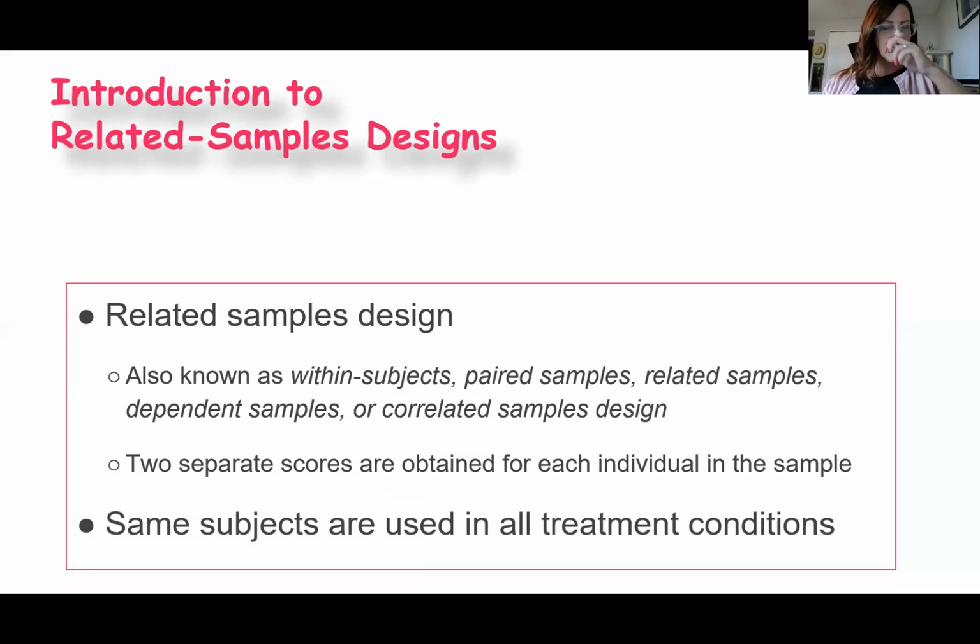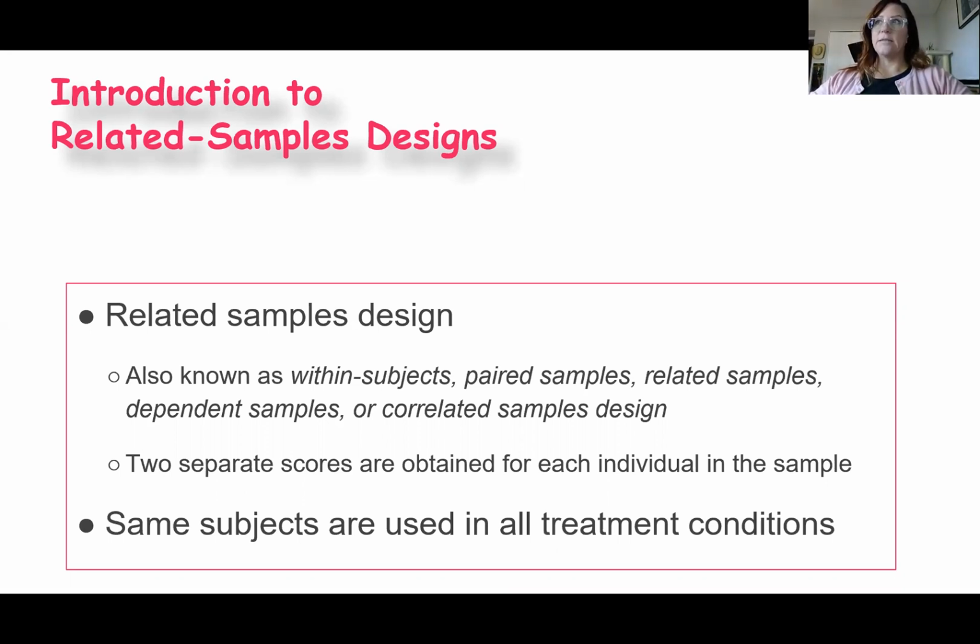So let's just talk about the related samples design in general. Remember, specifically when we say a t-test, we're talking about the use of two samples or two groups or two conditions. But the related samples design can be used in a lot of different scenarios, not just with the t-test. So you'll hear related samples design, which means that within the t-test, two scores are obtained for each individual in the sample. Now, that's specific to the t-tests.